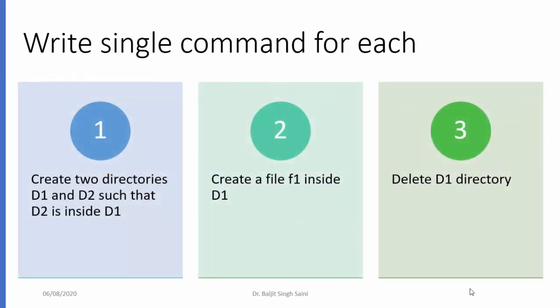The next question is, again, write a single command for each of these. The first part is, you need to create two directories D1 and D2 such that D2 is inside D1. Write one command to achieve this. The second part is, create a file F1 inside D1, and the third part is, delete the directory D1. So in all, you are required to do this with three commands only: one for creating the directories, second for creating the file F1, and third for deleting the directory D1. Do share your answers in the comment section.